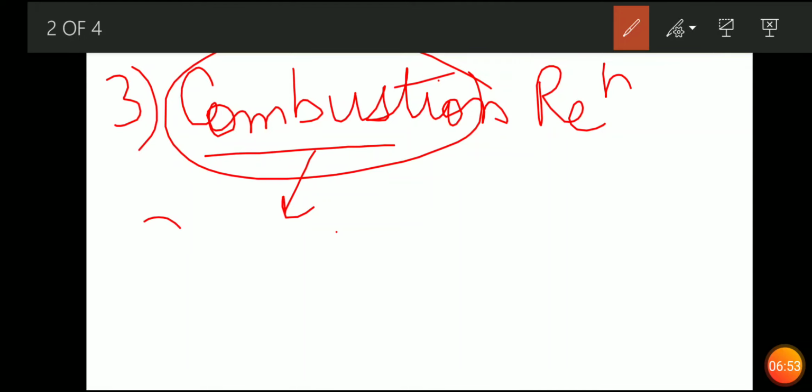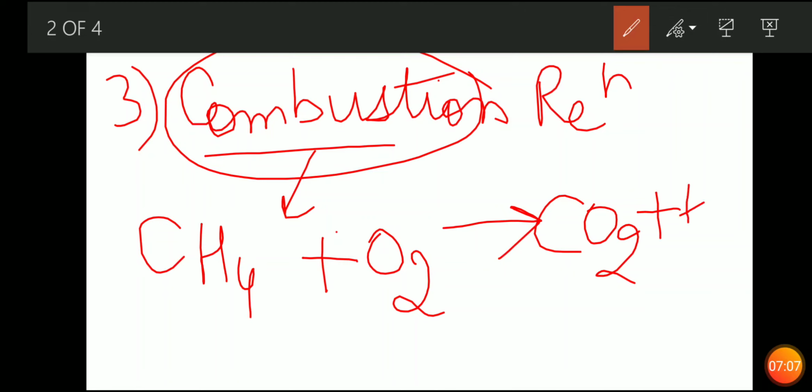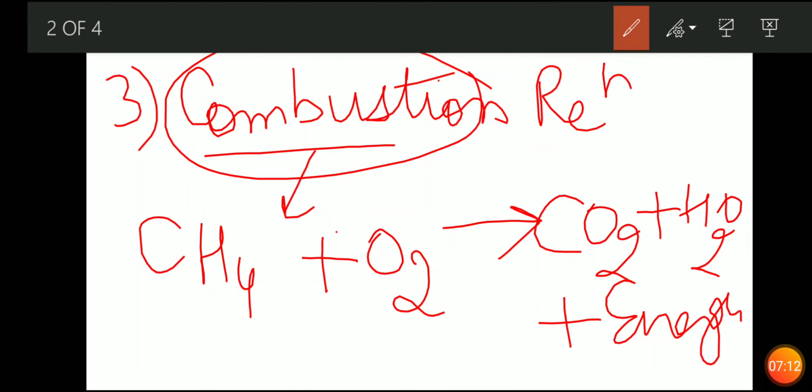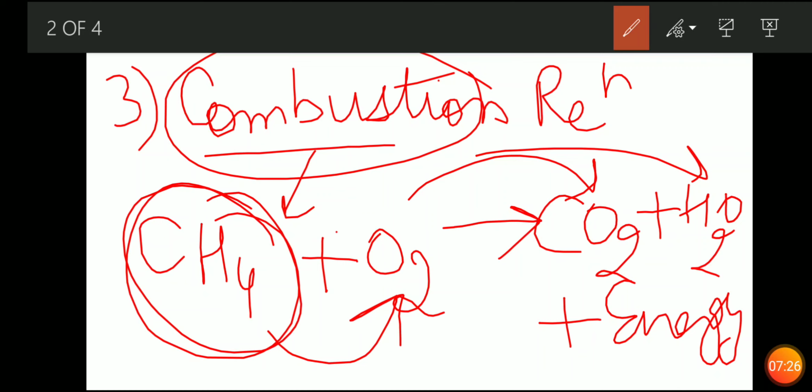For example, this is methane, CH4. Now it will react with oxygen and give you CO2 plus H2O plus energy. This energy is basically heat energy. You will see that this methane is reacting with oxygen, so it will evolve CO2 and H2O. That means this CH4 is burning, or combusting, with oxygen, so it is known as a combustion reaction.